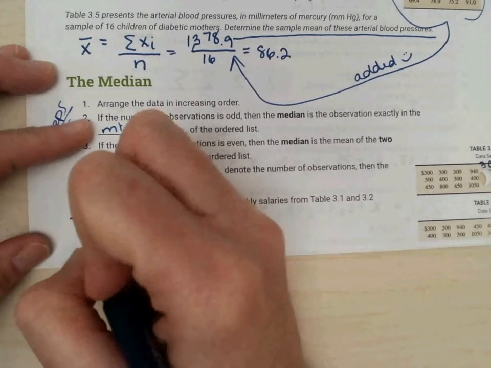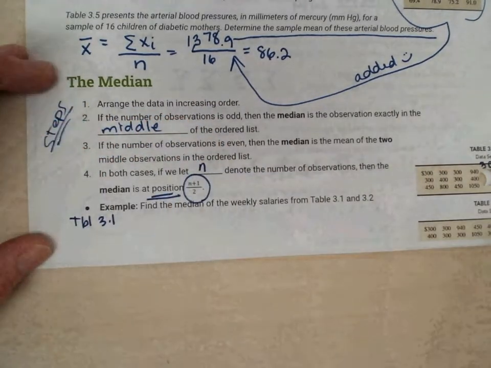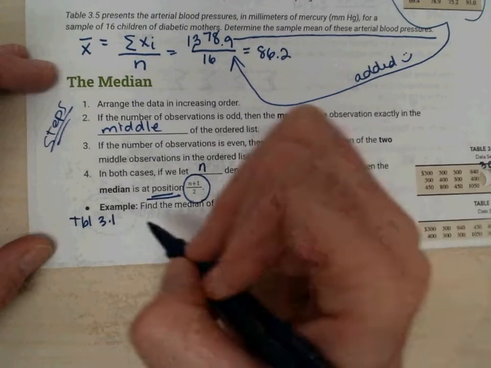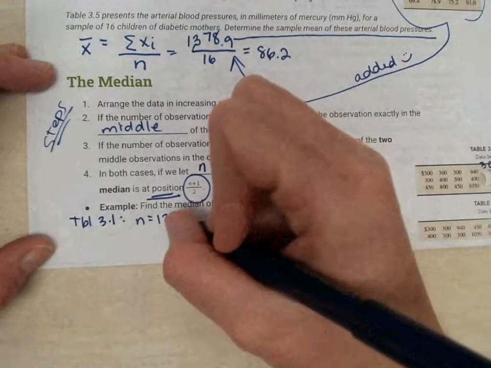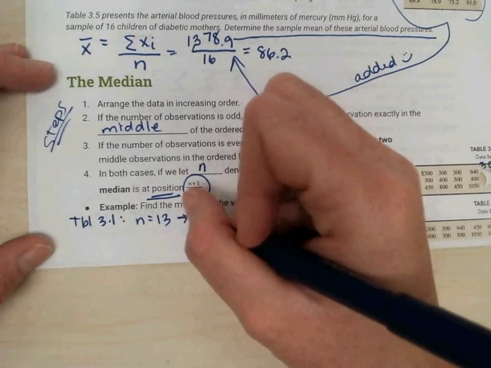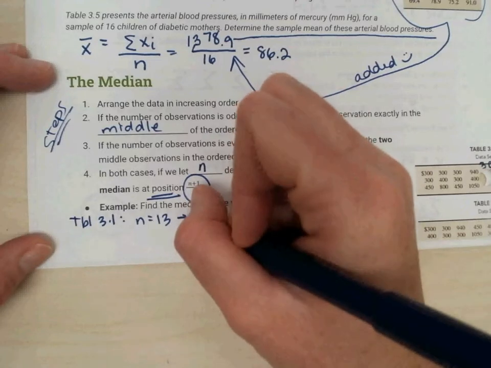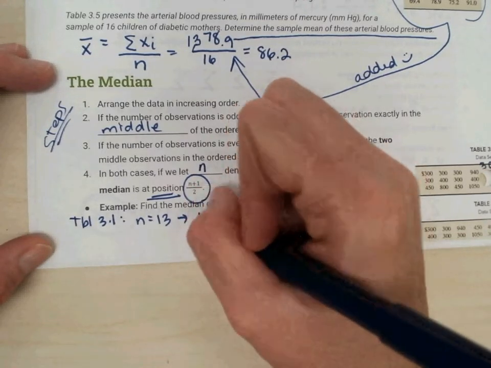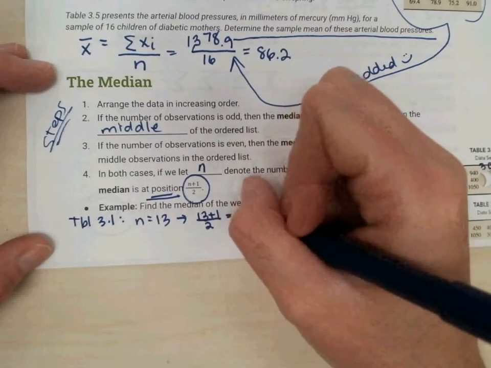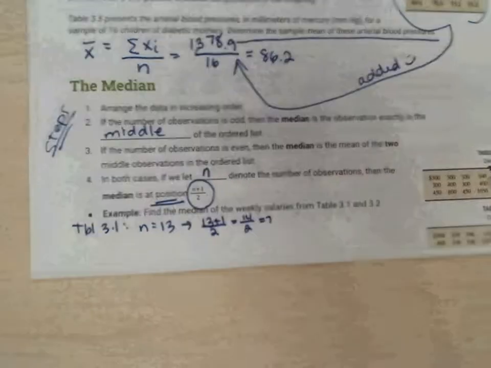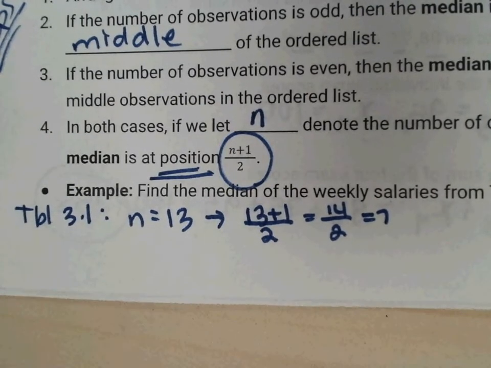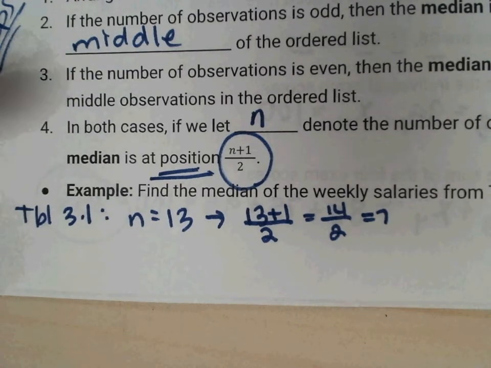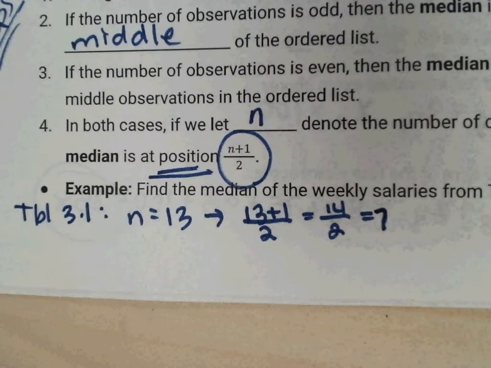All right, so for table 3.1, for this data set with 13 observations, we're calculating the position when n is equal to 13. My position of the median is going to be at 13 plus 1 divided by 2. So the seventh number, when I write them in order from least to greatest, will be my median.